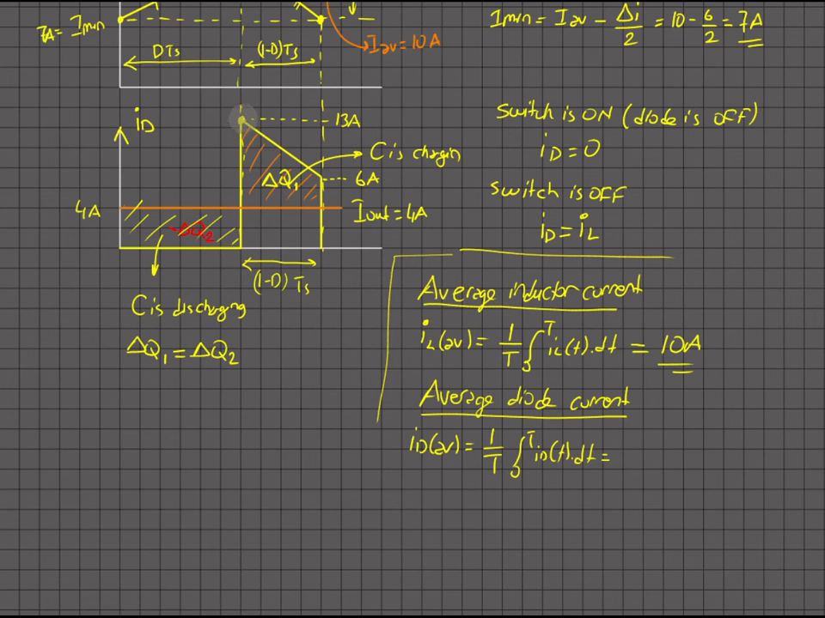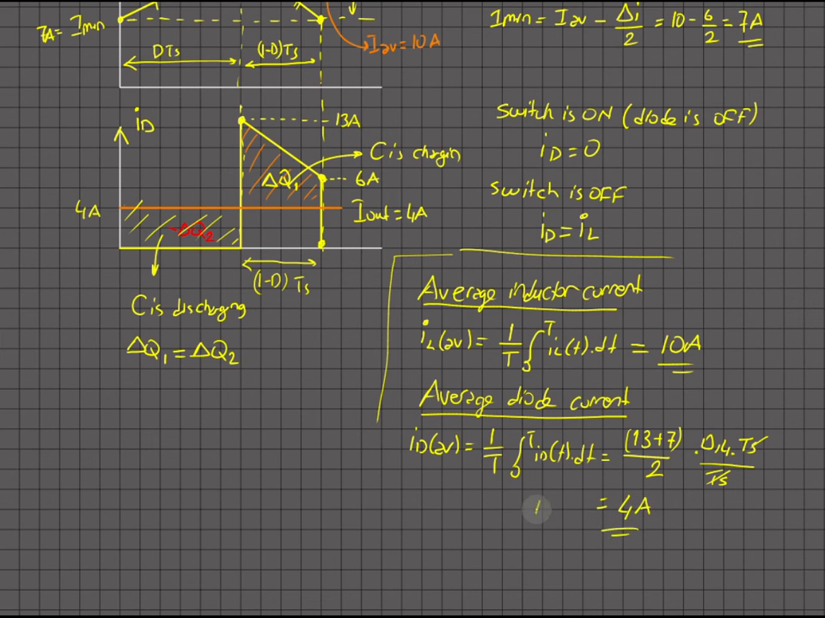Then I need to calculate that area, and that is 13 amps. And how can I calculate the area of that trapezoidal shape? It is 13 plus 7 divided by 2, times 1 minus D, it is 0.4 times TS, divided by our period TS, so you don't have to worry about TS at all. So 20 divided by 2, 10 times 0.4, it is 4 amps.